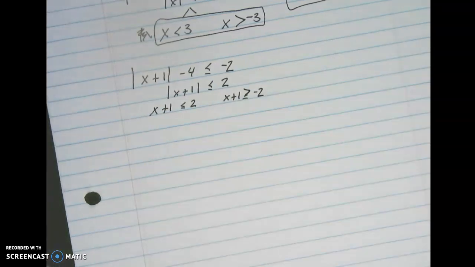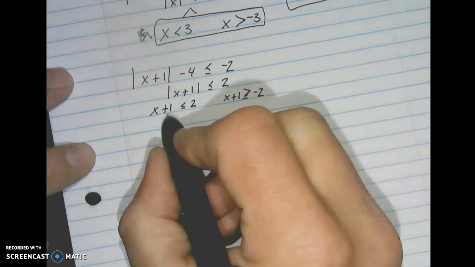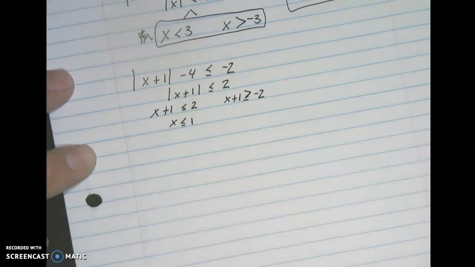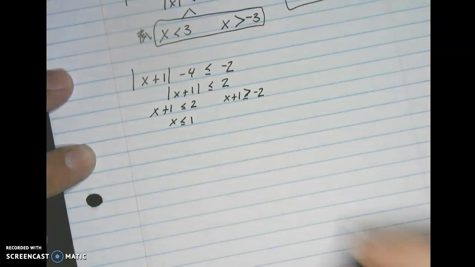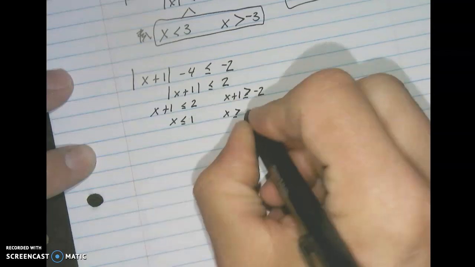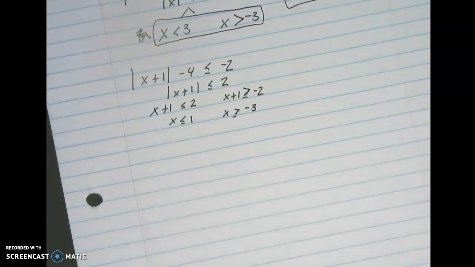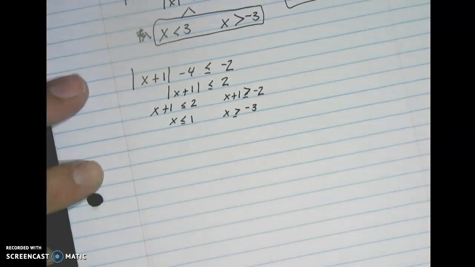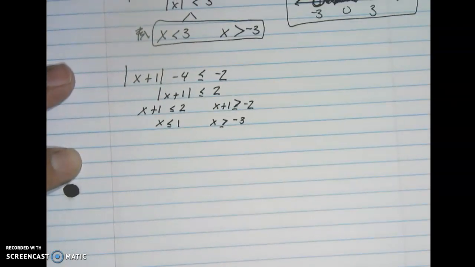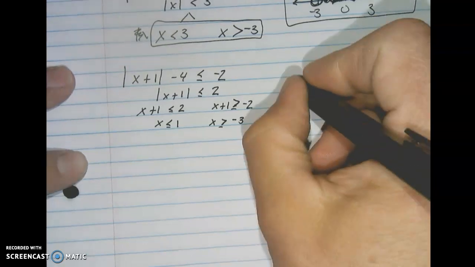Do you agree with that? Excellent, I got a little head nod. So I subtract 1. I subtract 1. And I come over to my little number line.